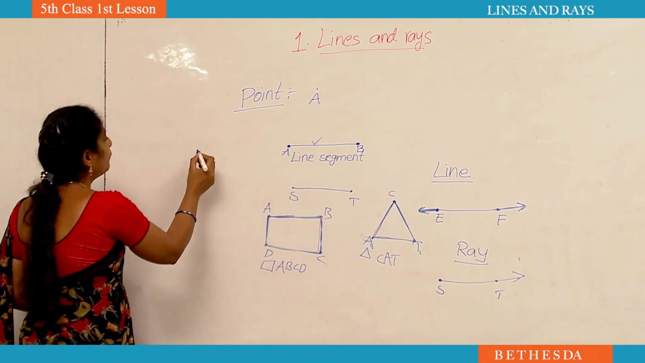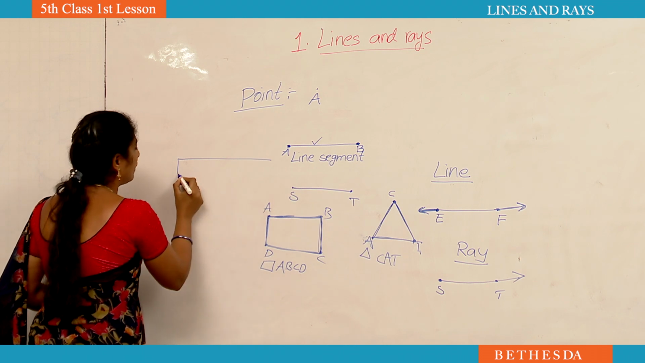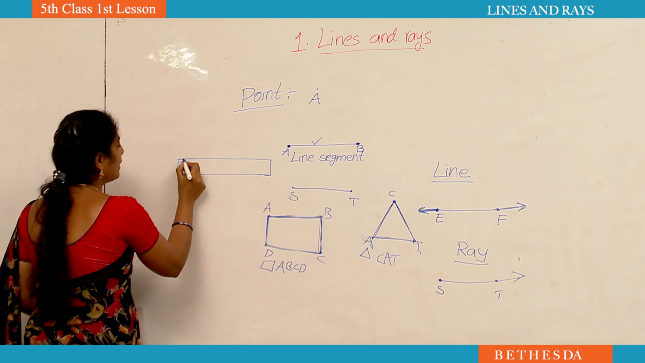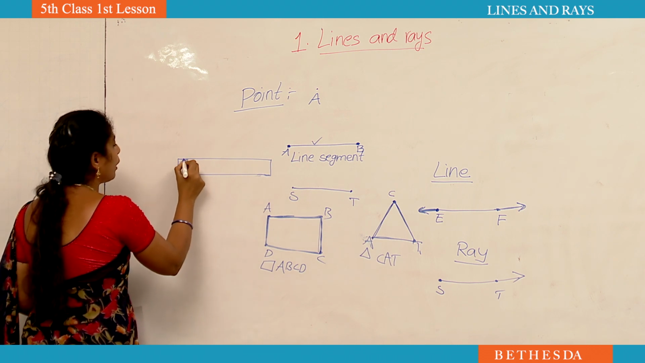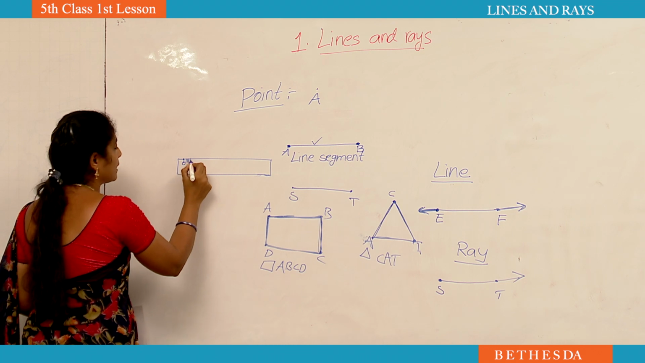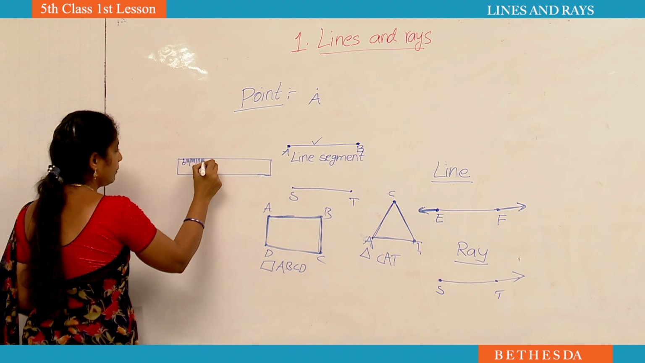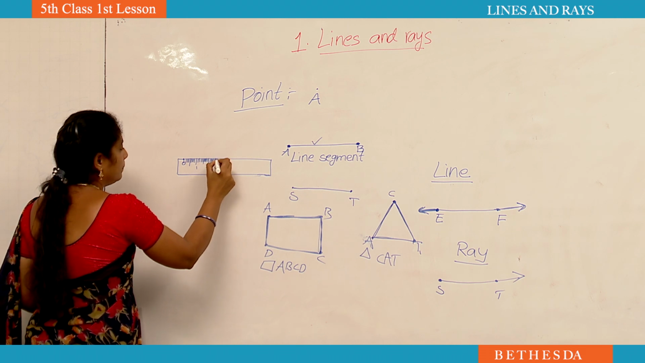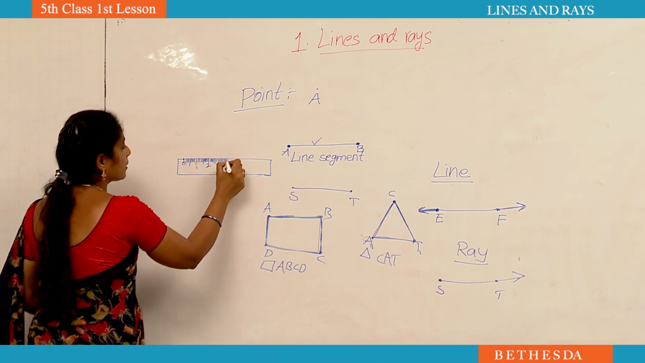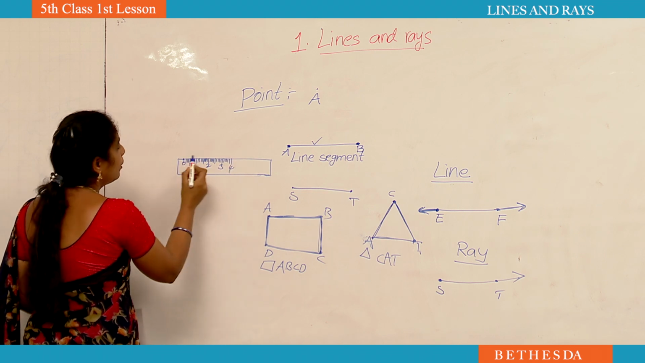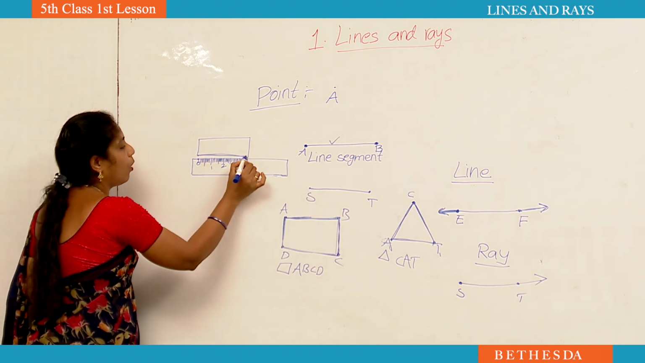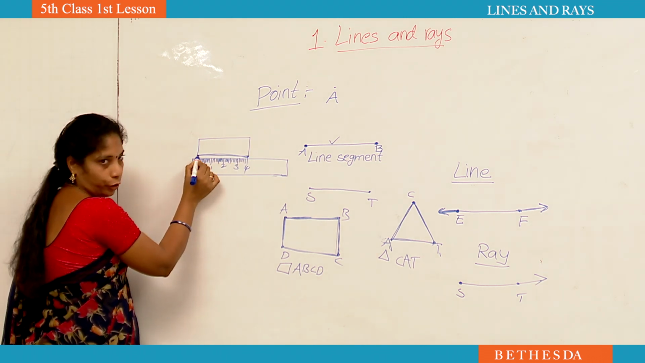See once. Scale, you can observe the scale. While we are measuring the line segment with the scale, we always have to start from 0 only. See here, 1 centimeter, 2 centimeters, 3 centimeters, 4 centimeters. For example, this is a rectangle. While we are measuring the line segment, always we have to keep the scale at 0.